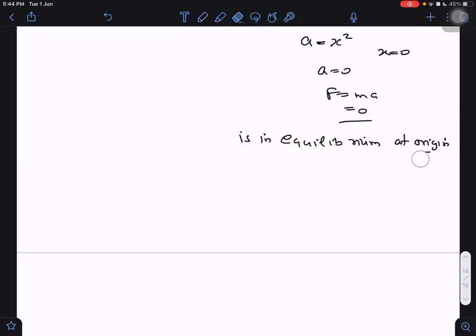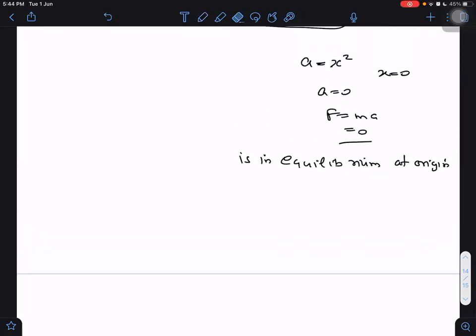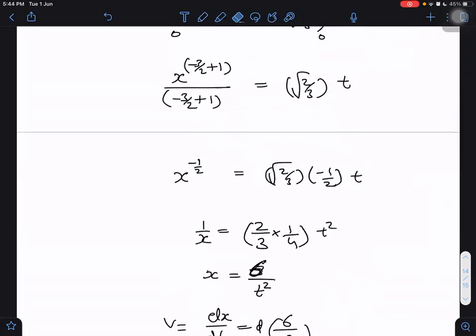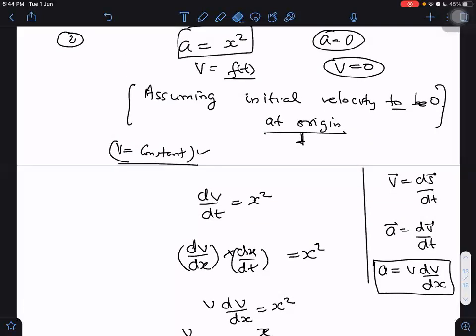It cannot move. If we take a point other than origin, then it will move, definitely. Then our integration will also change. Let us say I don't give origin and I say, assuming initial velocity to be 0 at some other point, let me take it to be at x equal to 1. Then what would be happening here?